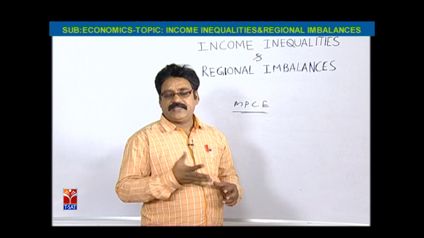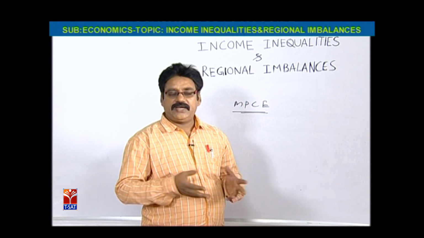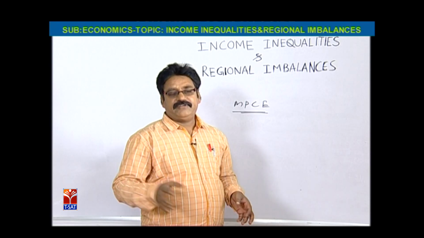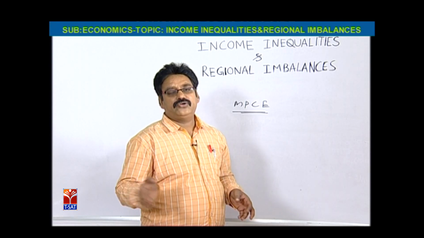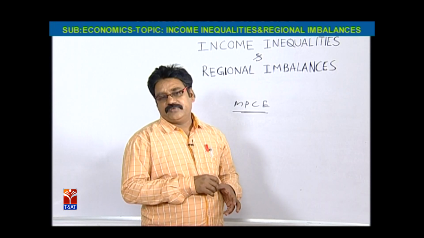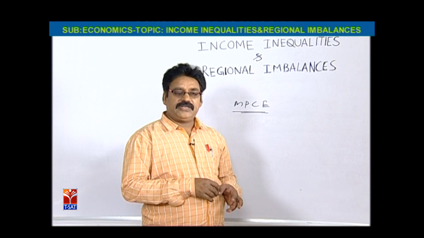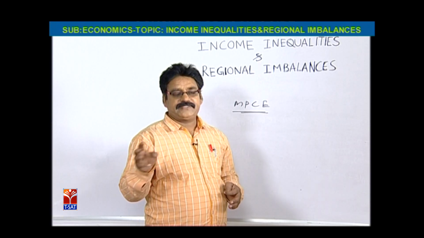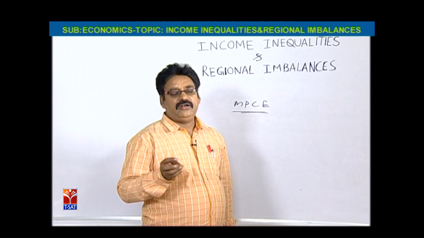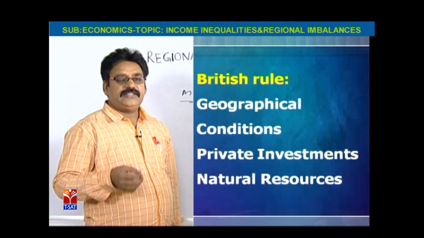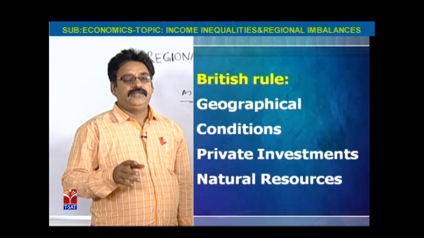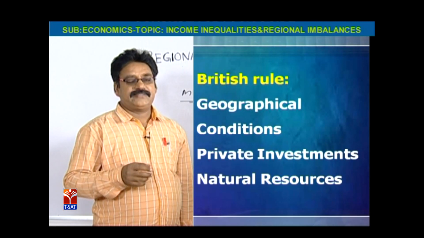A developed area attracts investment from all over the world and also from within the country. So investment flowed towards those states and automatically that area developed. Because of British rule, these three town areas, Maharashtra, Bengal and Madras, have been developed. Some other areas were totally neglected by British rule. Because of that, we can observe the regional imbalances in India.